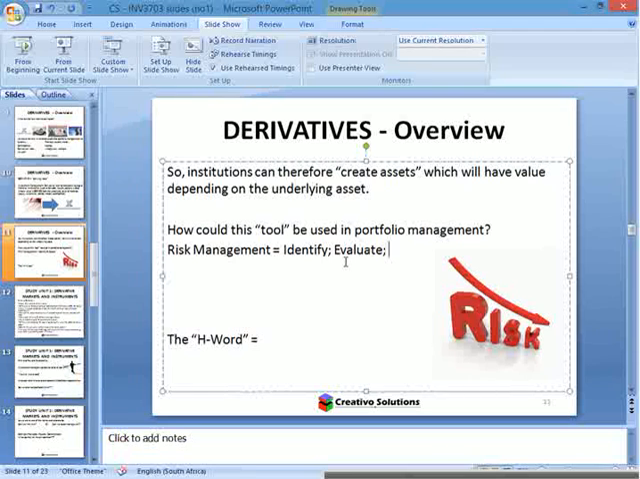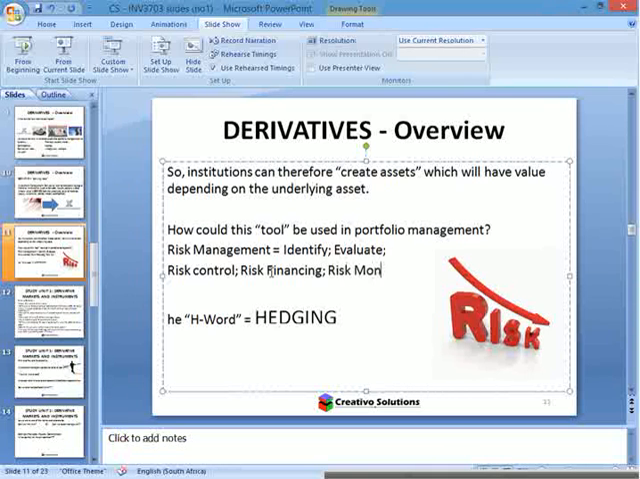Then there's an element of risk control, and then risk financing, and then ultimately risk monitoring. Okay, so that's the risk management process. That's defined by the, what do they call it, the Institute of Risk Management of South Africa.